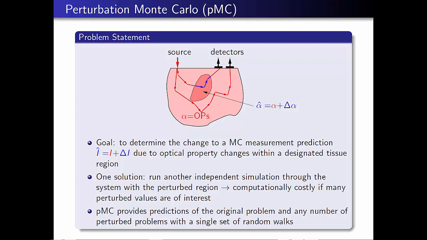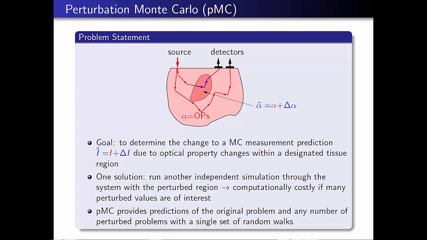Say you have this tissue, and there's a region in it that has different optical properties. Maybe it's a cancerous area, tumors forming there, and you're interested to see what the change to your measurement is based on a change to the optical properties here, and I've just notated them generally as alpha.